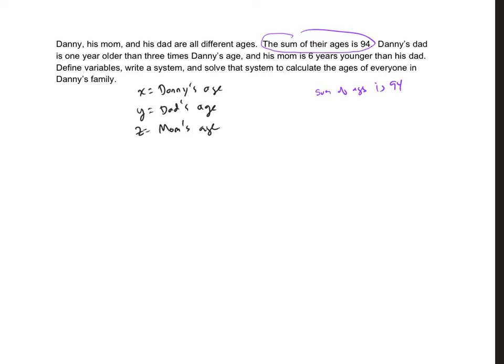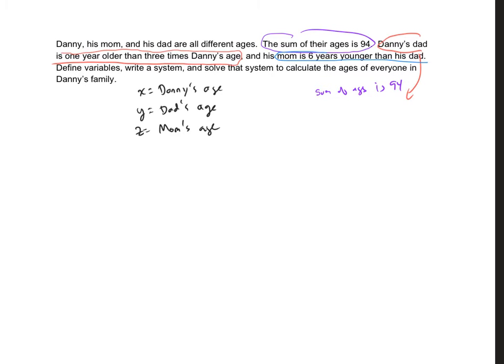And then Danny's dad is 1 year older than 3 times Danny's age. So that will be an equation. And then his mom is 6 years younger than his dad. So let me mark that, and let's say blue. Each of these things is going to have an equation in it. All right, so let's look at the first one.